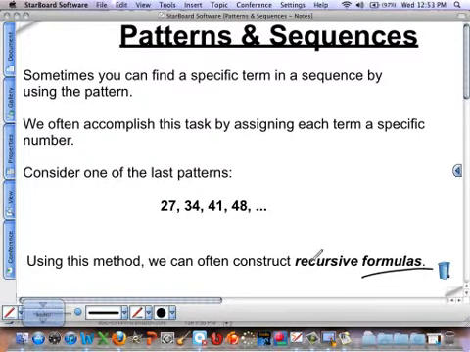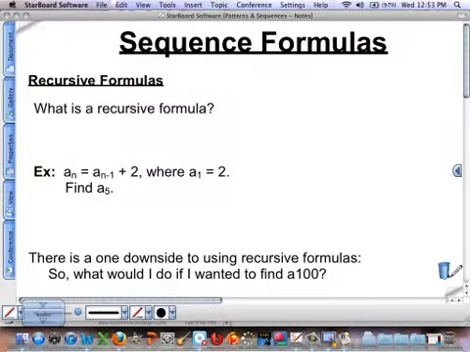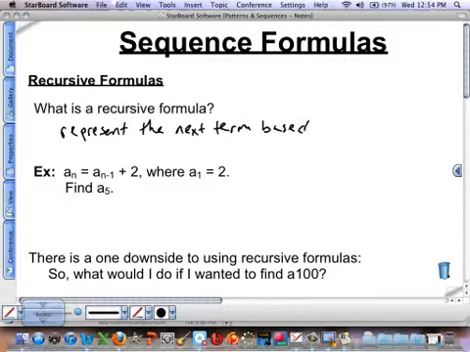There are two types of formulas. One of them is recursive, and then the other one is explicit. In a recursive formula, we basically represent a term, represent the next term, based on the previous.